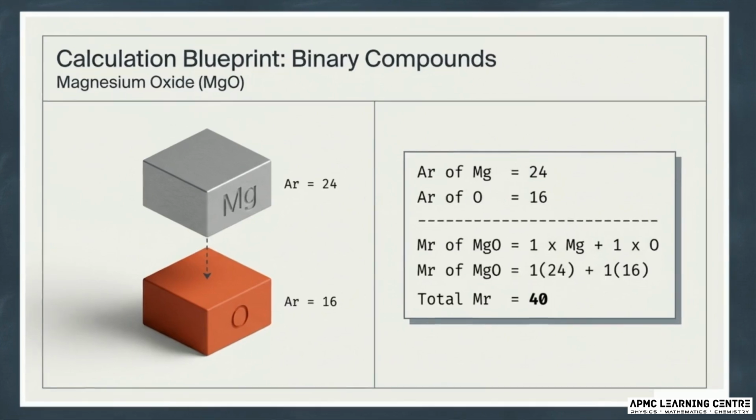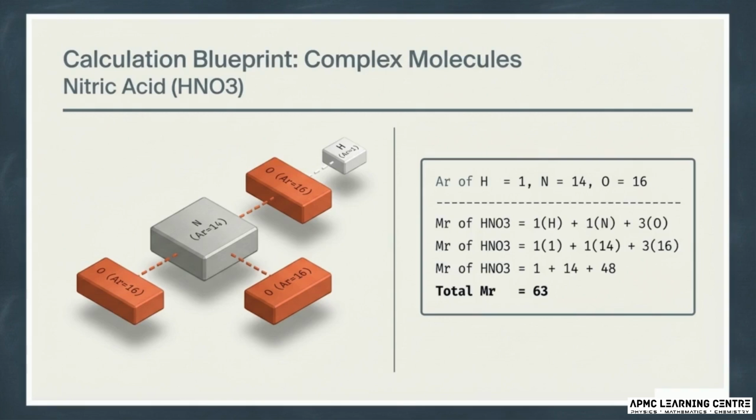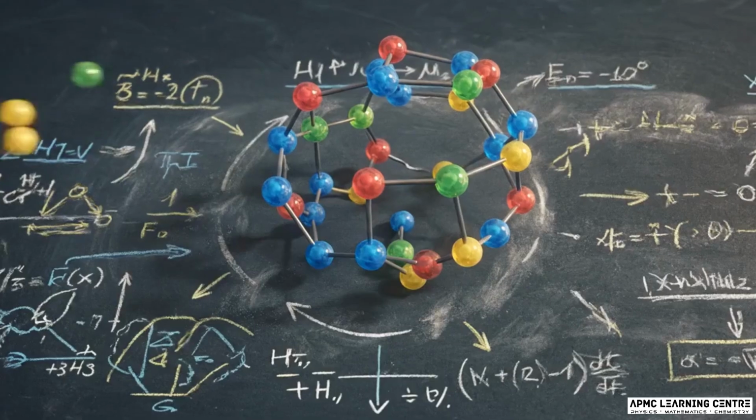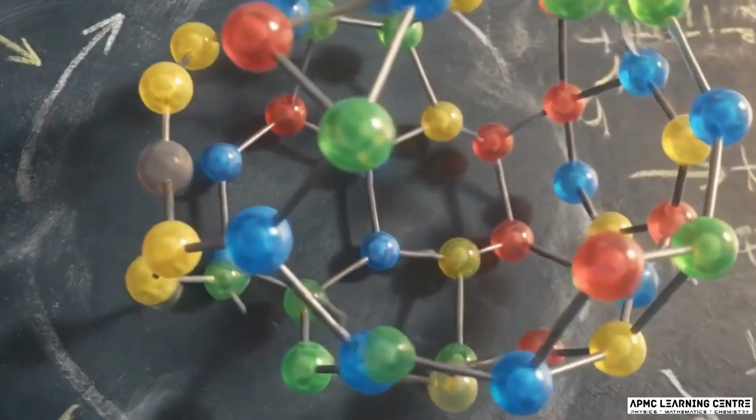We multiply 1 times 24 and 1 times 16, adding them to equal a total MR of 40. The same rule applies to complex molecules like nitric acid, HNO3. This exploded view shows one hydrogen atom at an AR of 1, one nitrogen at 14, and 3 oxygen atoms at 16 each. Adding these values gives a total MR of 63. By treating invisible elements as standardized, unitless building blocks, we can quickly map out the mass of any molecular structure using simple addition.